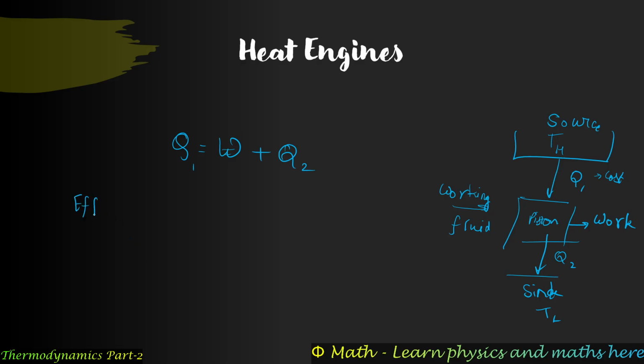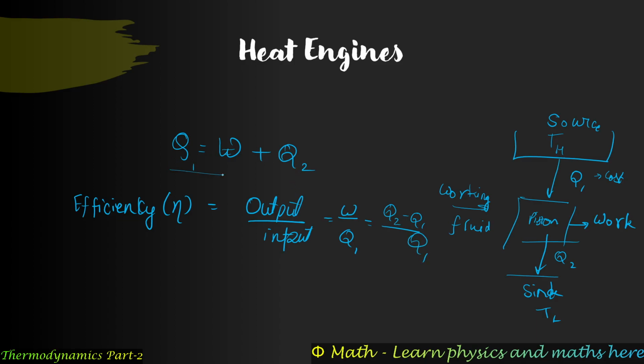So efficiency, also denoted by eta, is just output divided by input. Output in this case is work done, divided by input, which is Q1 or cost. So what is work done? Change in heat, Q2 minus Q1, divided by Q1. As you can see, work done is Q2 minus Q1.